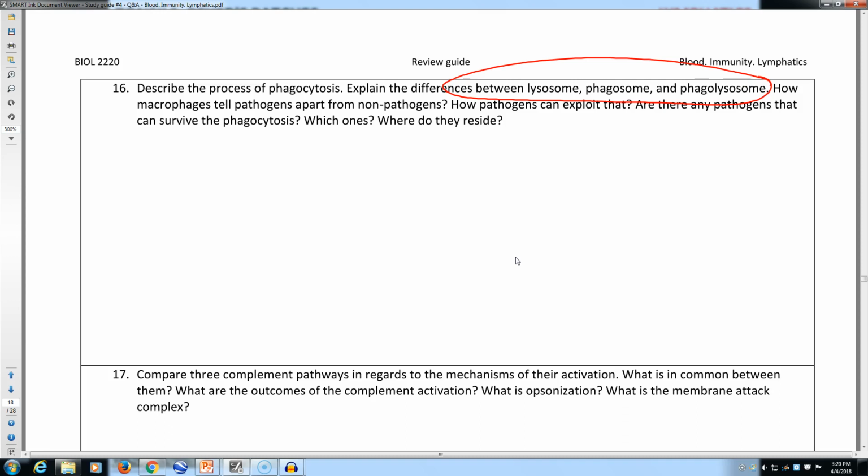Phagosome is just sort of encapsulation for the microbe. Lysosome is the one that contains actual destructive chemicals.